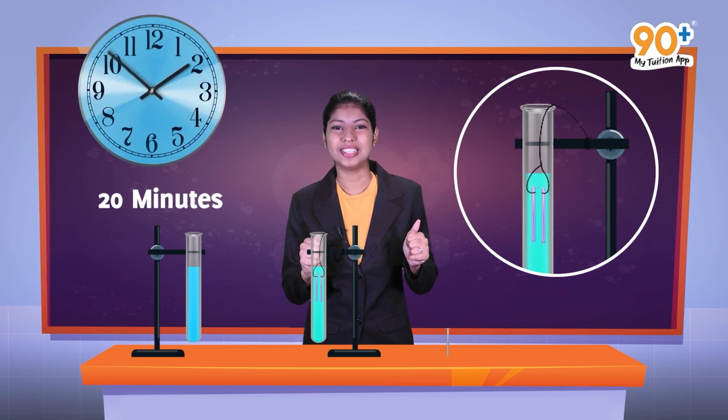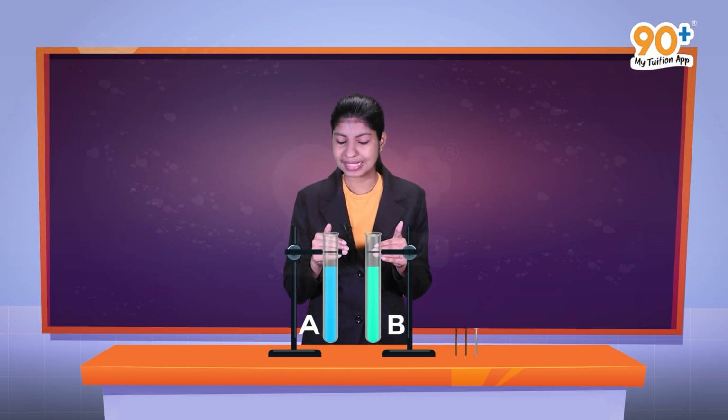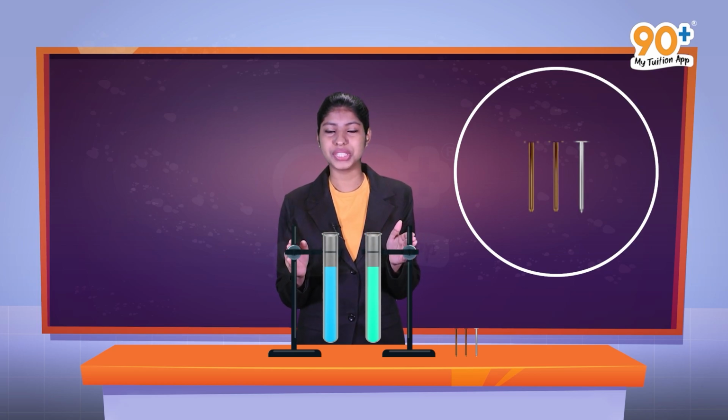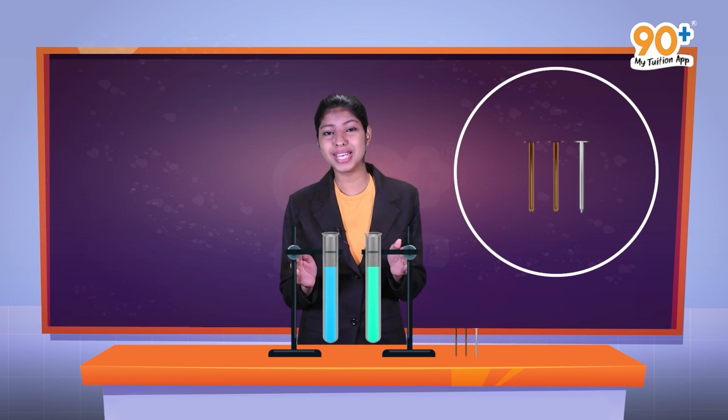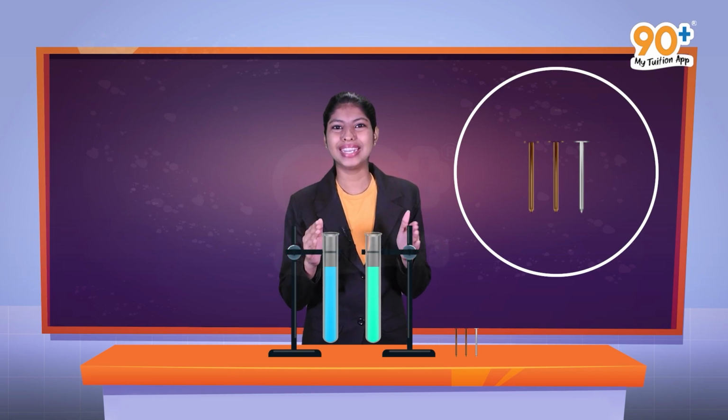It's been 20 minutes. Now let's take out the iron nails from the copper sulfate solution. So you compare the color of the copper sulfate solutions in test tubes A and B. Also compare the color of the iron nails kept inside the copper sulfate solution and the one kept aside for comparison. Here we can see the iron nails dipped in the copper sulfate solution become brownish when compared to the one kept aside. Also, the color of the copper sulfate solution becomes faded.